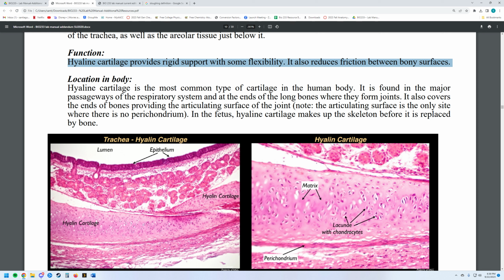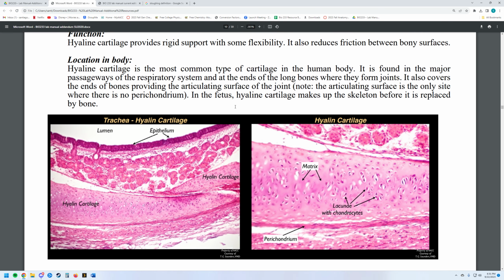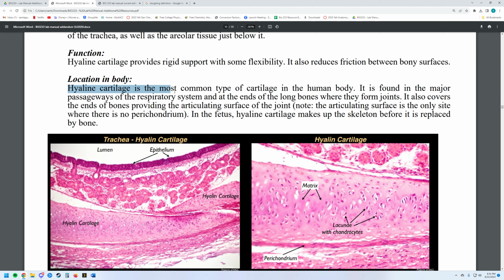That would have been really nice to have way up there so I could understand its function, right, is to reduce friction. Probably like a kneecap and other things that rub. It's the most common type of cartilage found in the human body. It is found in the major passageways of the respiratory system and at the ends of very long bones where they form joints. It also covers the ends of bones, providing the articulating surface of the joint. Note, the articulating surface is the only site where there is no perichondrium. In the fetus, hyaline cartilage makes up the skeleton before it is replaced by bone.